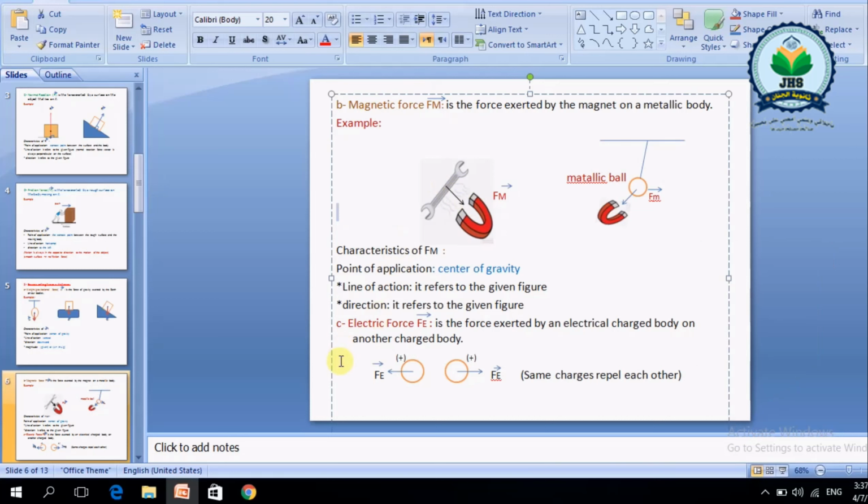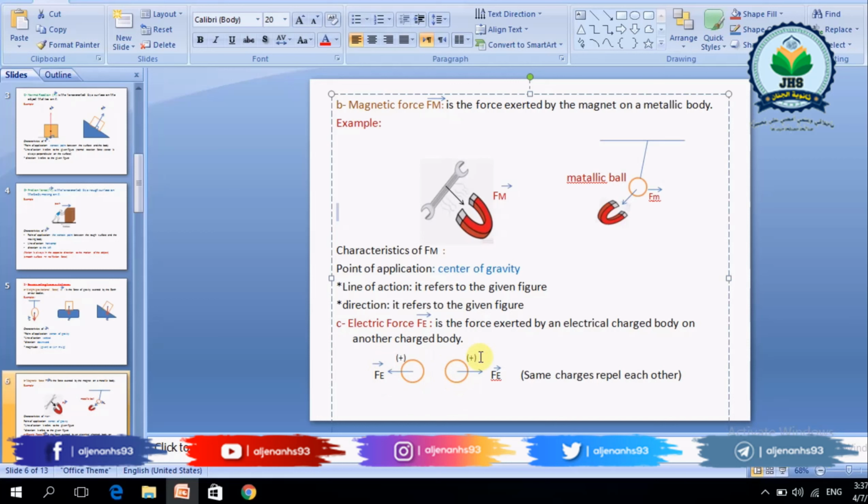The third force in this group is the electric force. We represent it by Fe. It's the force exerted by an electrically charged body on another charged body. If we have here a positively charged body and a positively charged body, you know that same charges repel each other. These two bodies will repel each other, so the electric force exists between them. This ball will move in this direction and this ball will move in this direction.